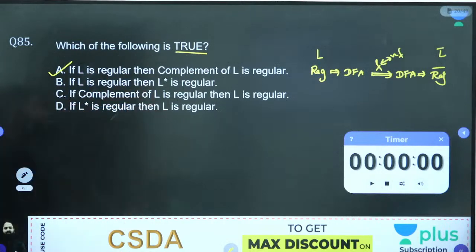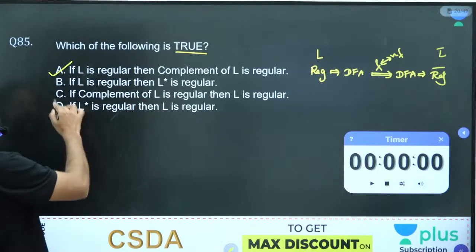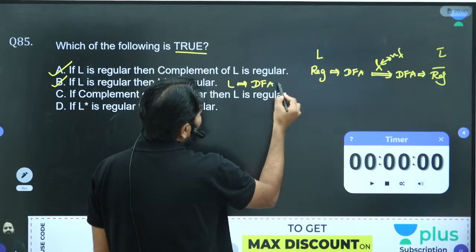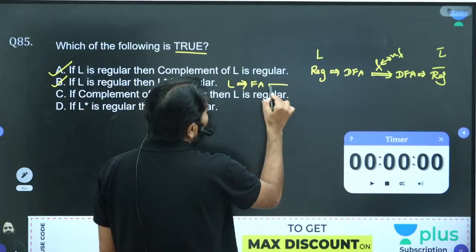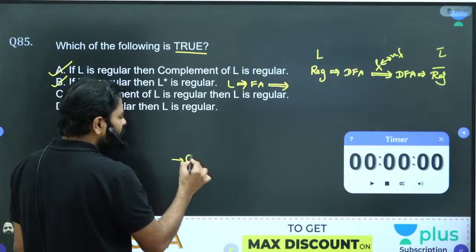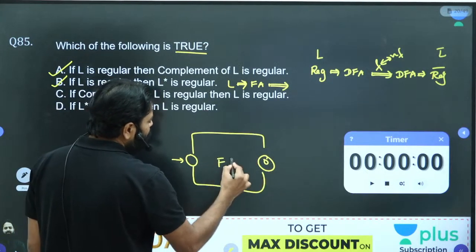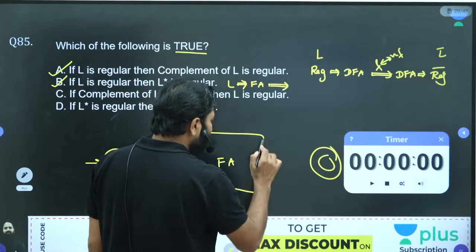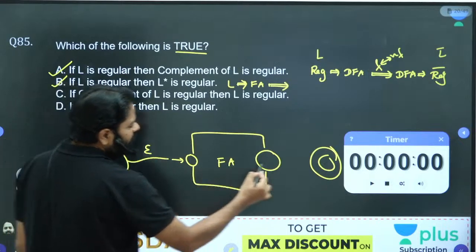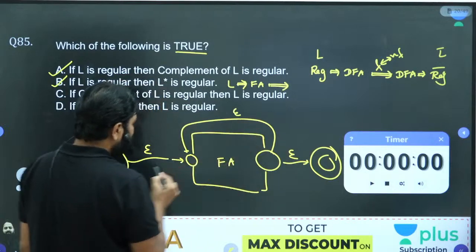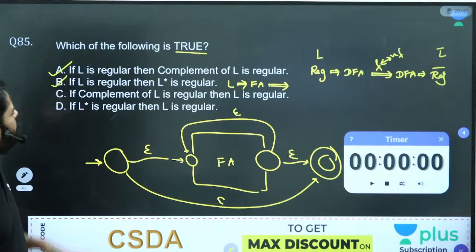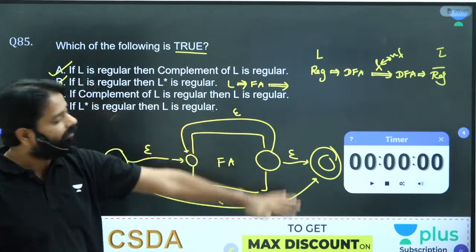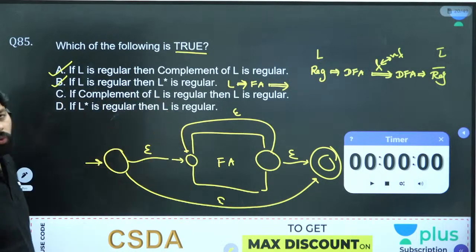If L is regular, then L star is also regular. This is a star closure, and regulars are closed under star closure. How do you do it? If you have L, you can design a DFA or NFA, any finite automata, and apply a property. Create a new initial state and a new final state, make the old final a non-final, and give epsilon transitions from the new initial to the old initial, and from the old final back to the old initial and to the new final. This makes L star. So for every regular L, L star will also be regular, because if L has a finite automata, then L star will also have a finite automata. That's why this closure property is also true.